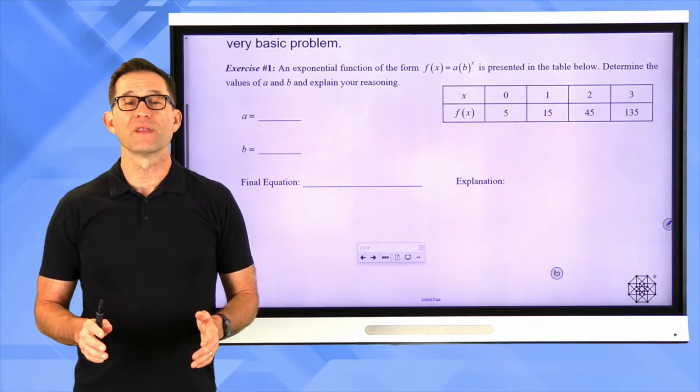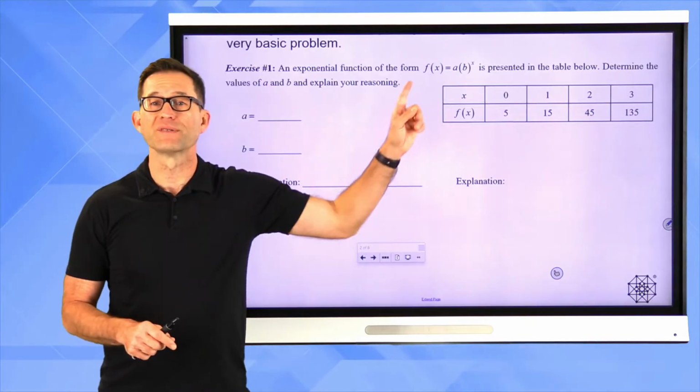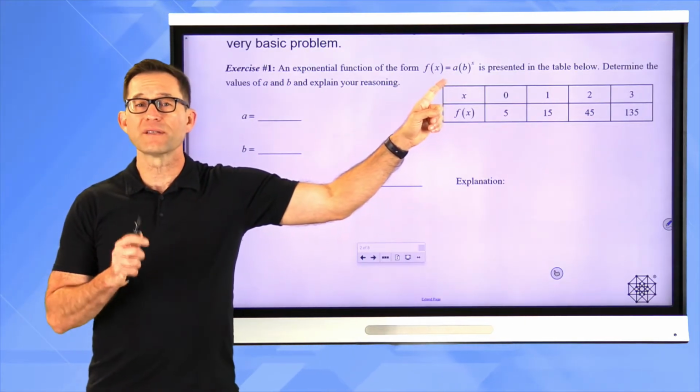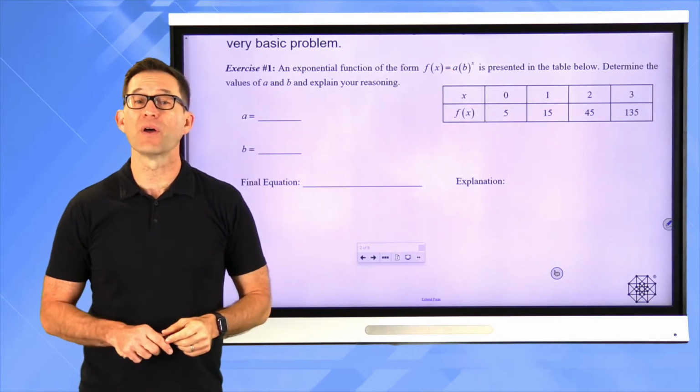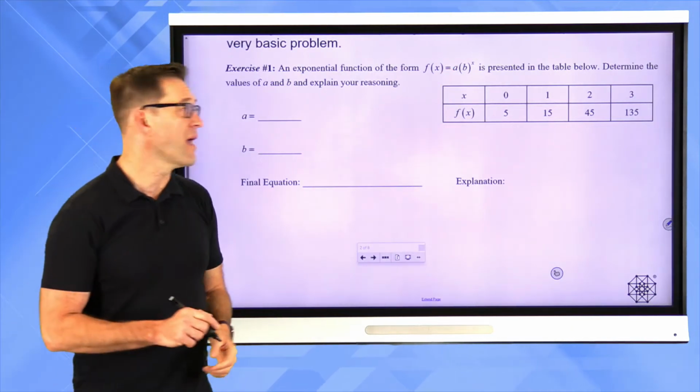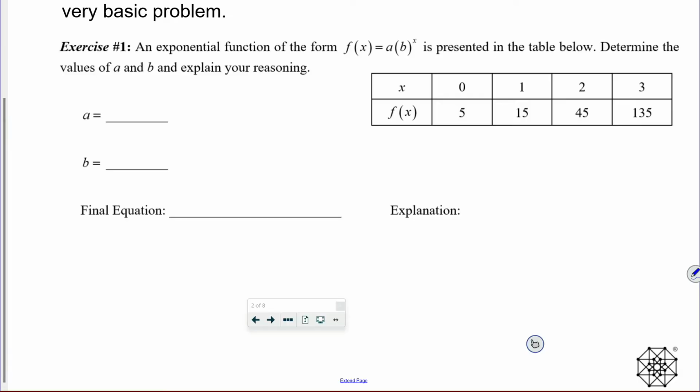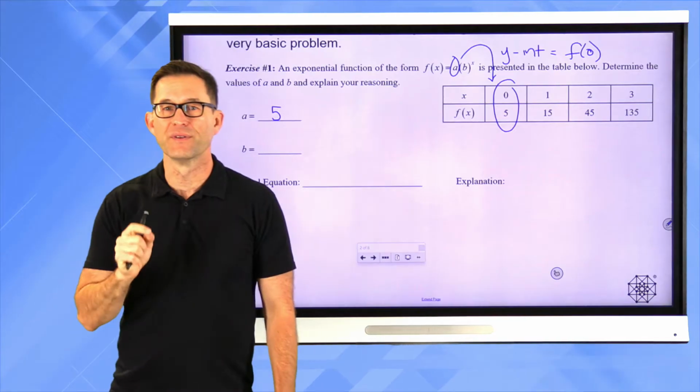Well, one of the values that I hope was pretty easy to find was the value of a. We discussed extensively in our last lesson that a is the y-intercept of this function. So a is going to be equal to 5, right? The value of a is always the y-intercept of the function. It's always its value when the input is equal to 0.